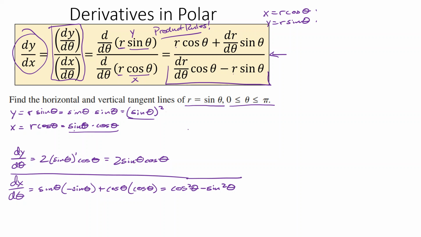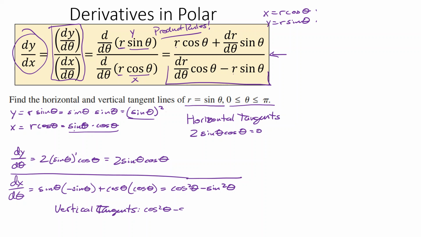All right, so for horizontal tangents, the top will equal 0. So we'd get 2 sine of theta cosine of theta equals 0. For vertical tangents, the bottom's going to equal 0. And if both of them equal 0 at the same time, then it's kind of indeterminate. We'd have to do some other stuff there. So cosine squared minus sine squared equals 0.